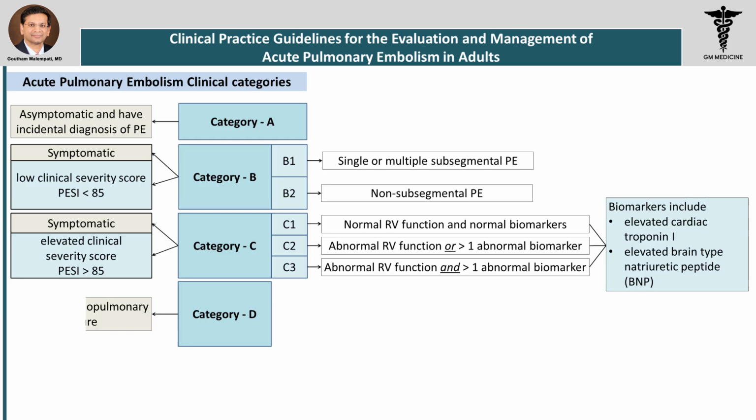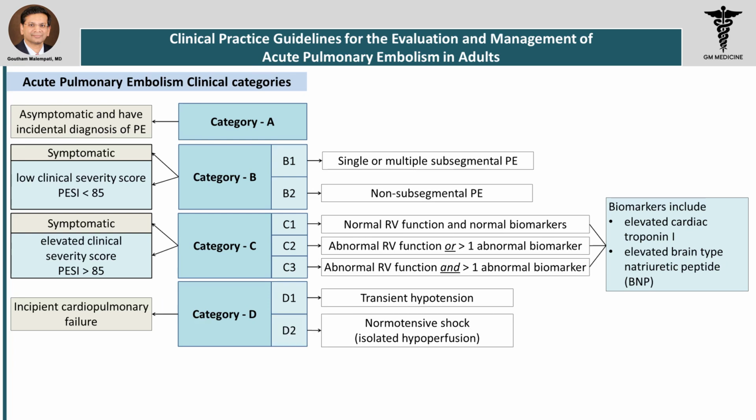Category D. Incipient cardiopulmonary failure. Subcategory D1 consists of patients with transient hypotension. Subcategory D2 consists of patients having normotensive shock, which is defined as isolated hypoperfusion resulting in end organ damage, example acute kidney injury, without hypotension.